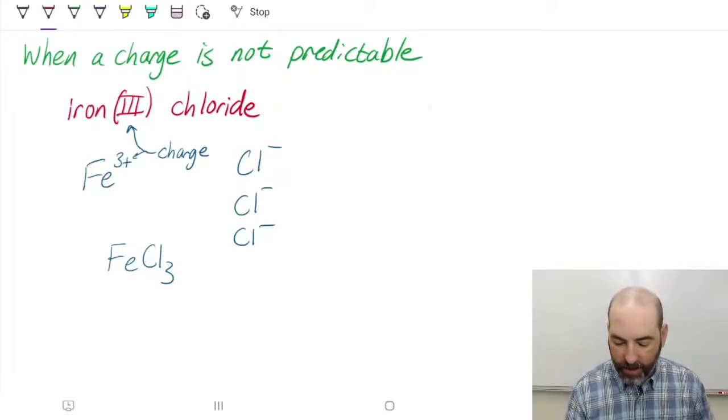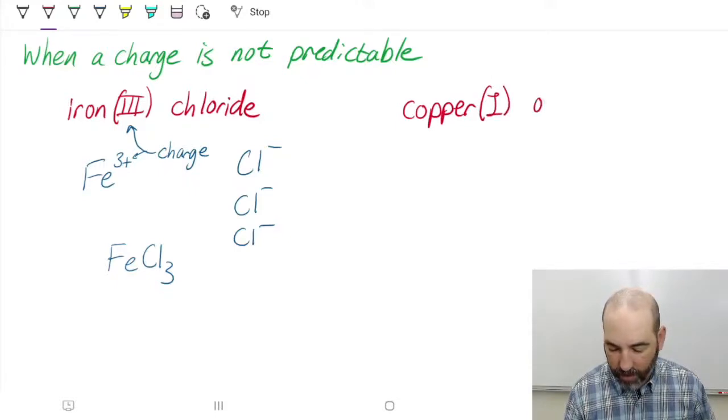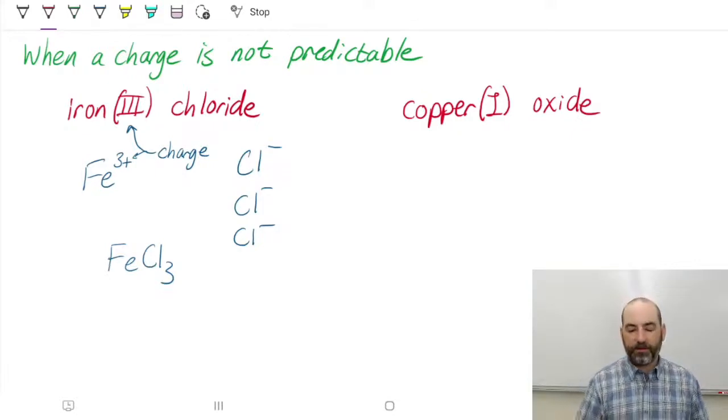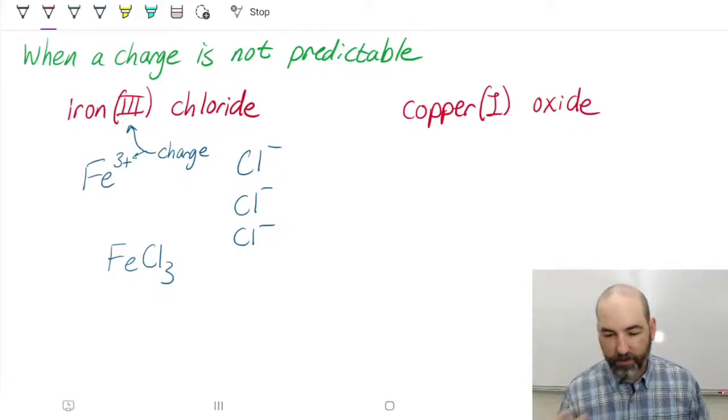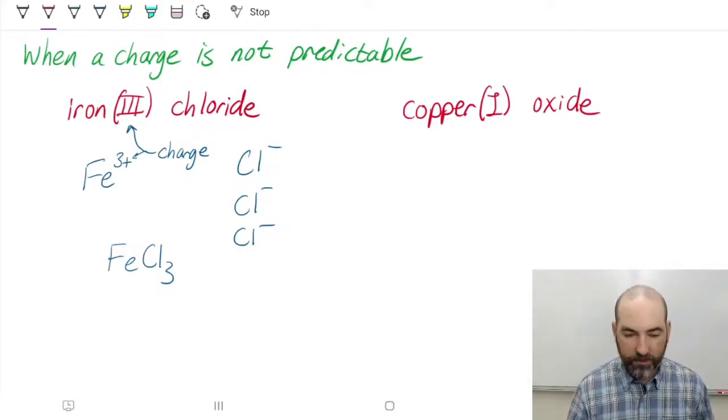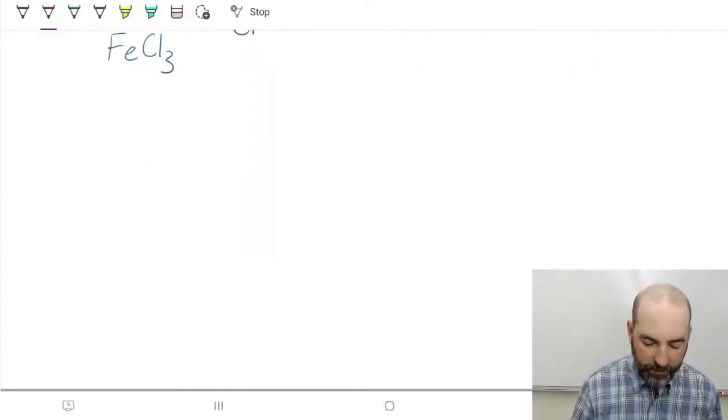Give this one a try on your own. Copper(I) oxide, and see how you do. Pause the video if you're watching later, so you can give this one a try. Otherwise, just come back to it afterwards.